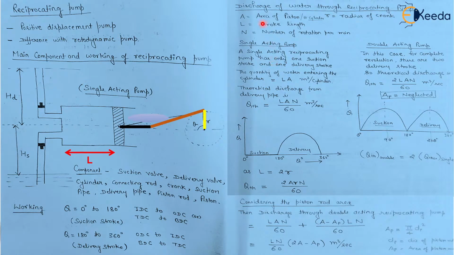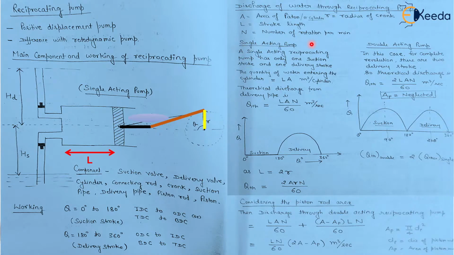Now let's see the discharge of water through the reciprocating pump. You see here, suppose A is the area of the piston, or you can say cylinder, and R is the radius of the crank. L is the length of the stroke. This one is the length of the stroke. N is the number of rotations per minute for the crank.